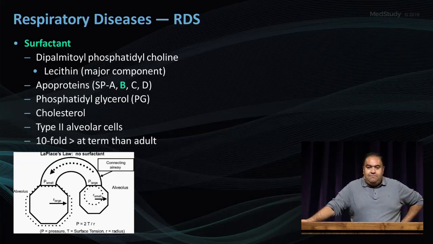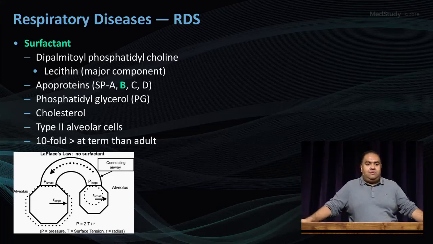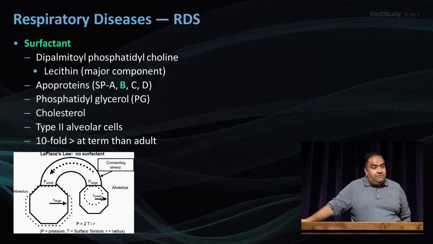Surfactant type B is in green because that's the most common type that we're going to deal with and the one that you probably need to be most familiar with. Unless you're going into neonatology, I wouldn't worry too much about too many details, but remember that they come from type 2 alveolar cells.